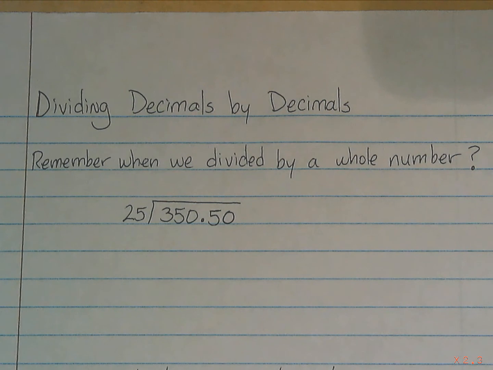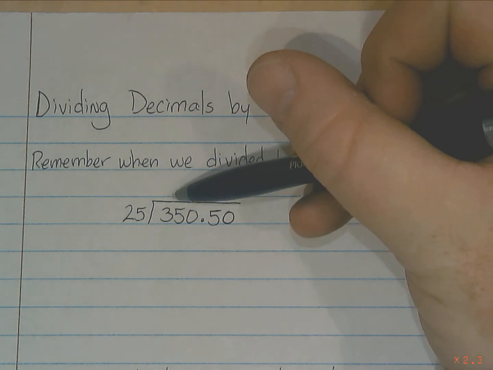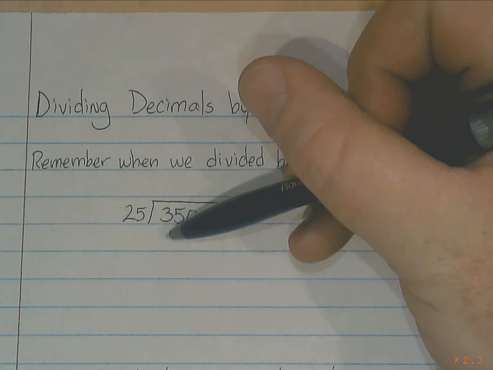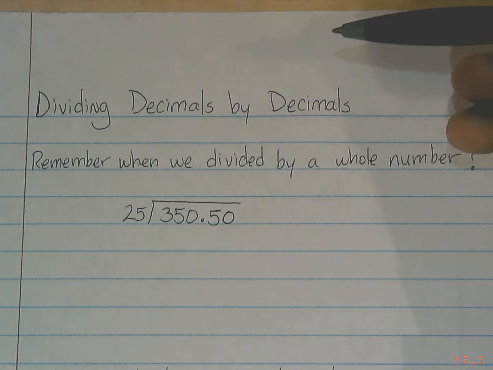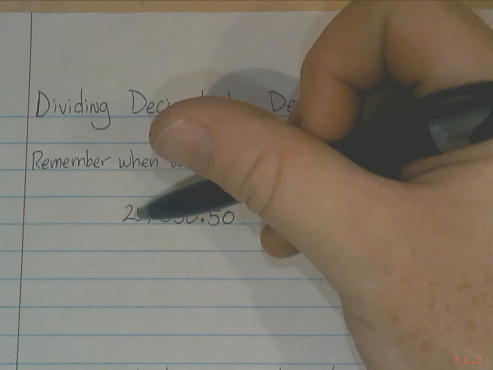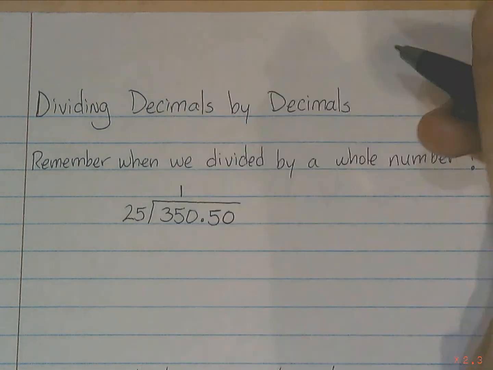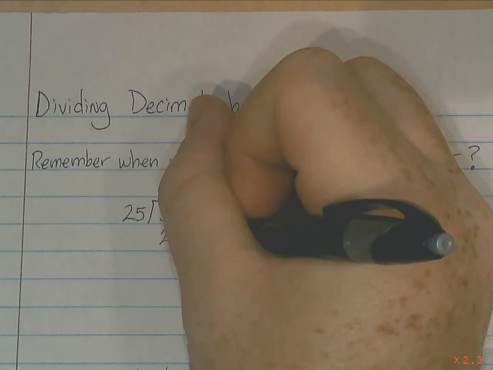So remember when we divided by a whole number, we would just basically get right into it. We divide 25 into 3 to see if 25 could go into 3. We know that since it can't go into 3, we could either put a 0 there or just leave it alone. Then go to the next digit, which is 5. Could 25 go into 35? Absolutely, you can go in at least once. Then you do 1 times 25 underneath.